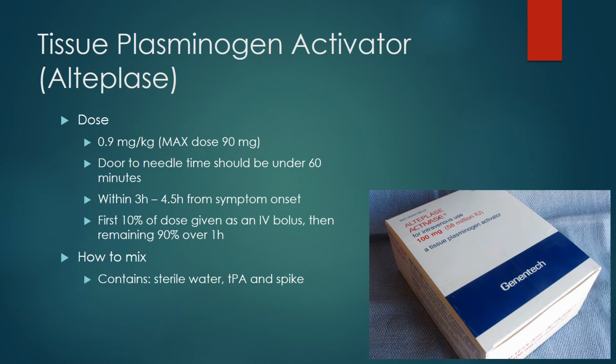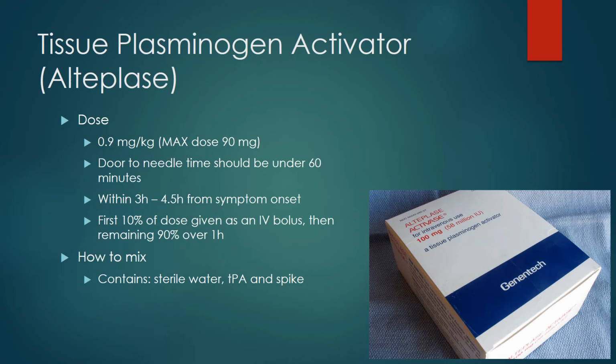The first medication we'll talk about is Tissue Plasminogen Activator or Alteplase. The dose we give for this is 0.9 milligrams per kilogram with a max dose of 90 milligrams. Per the guidelines, the time from when the patient arrives to the ED till the time that the drug should be administered should be under 60 minutes. Freighted has a goal of less than 45 minutes. That's just specific to their site.